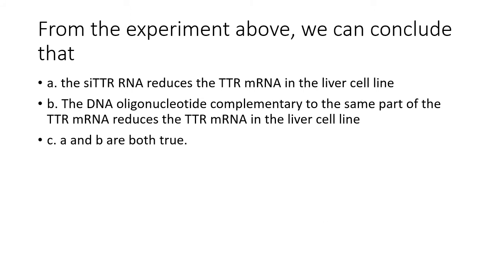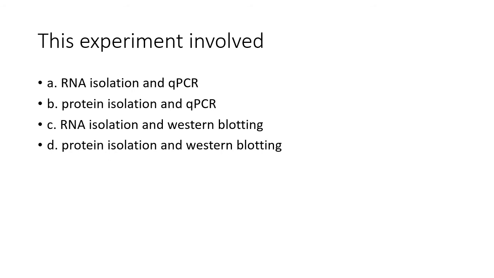So we can conclude that the siTTR RNA reduces the TTR mRNA in the cell line. The DNA oligonucleotide complementary to the same part of the TTR mRNA reduces the TTR mRNA in the liver cell line. A and B are both true. Right. This experiment involved RNA isolation and qPCR, protein isolation and qPCR, RNA isolation and Western blotting, protein isolation and Western blotting. Okay, so this was RNA isolation and qPCR, because we're looking at the amount of RNA, not protein.